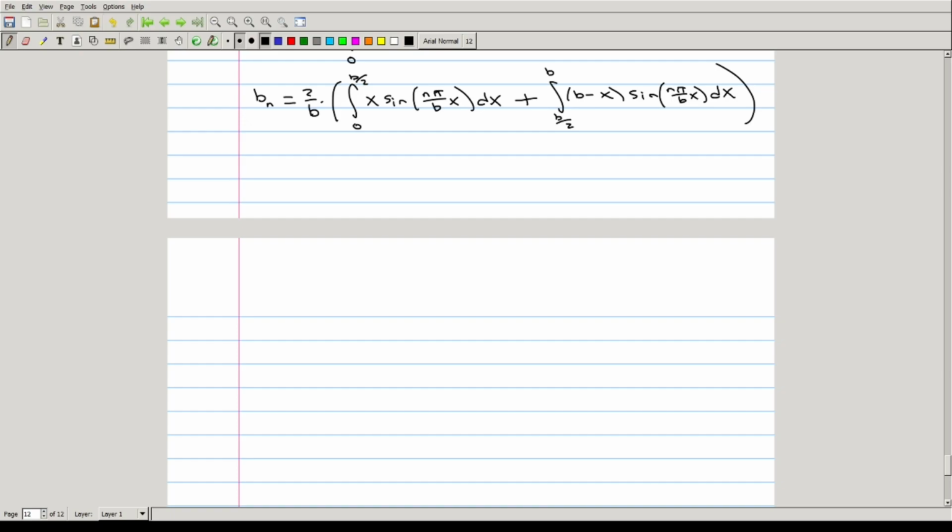And when we go through and use integration by parts on each one of these integrals, we end up getting that bn will be 2 over b times b over n squared pi squared times b sine of n pi over 2 minus n b pi over 2 times cosine of n pi over 2. That's this first integral right here.